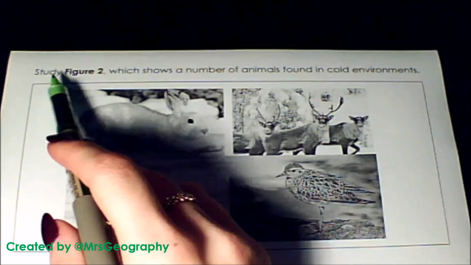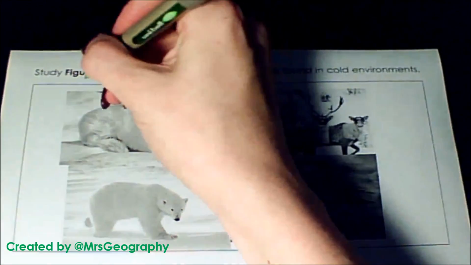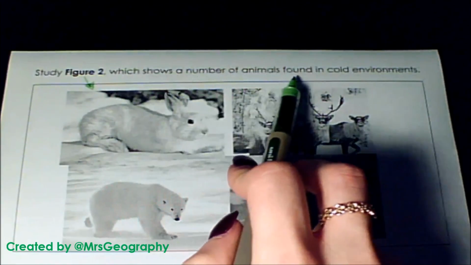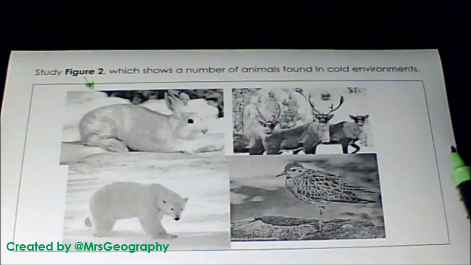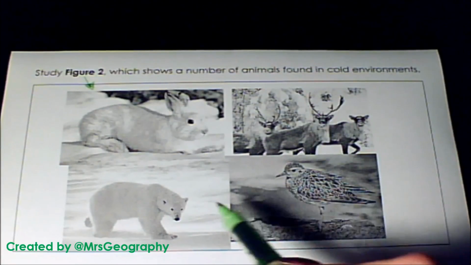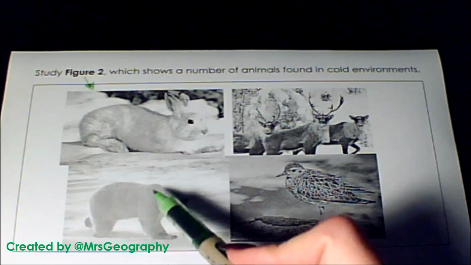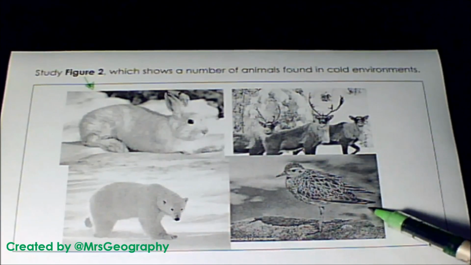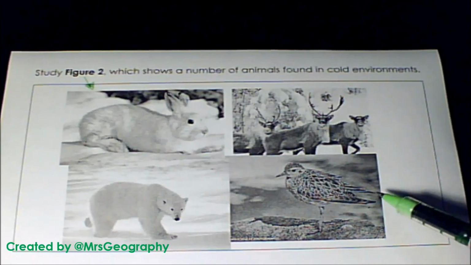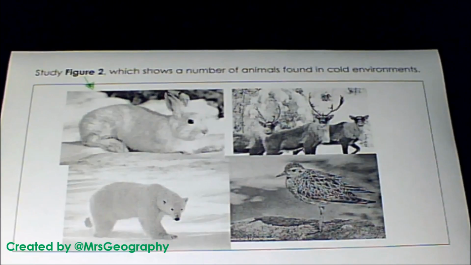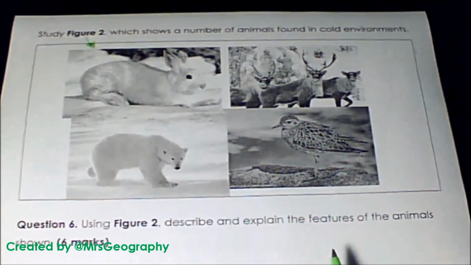Now, we've got to study figure 2. So this is obviously very clearly figure 2 below us, which shows a number of animals found in cold environments. So you don't need to know specifically what the animals are. I hope everyone can tell me what this animal is and roughly what this animal is. You might not know the specific names of them, but it doesn't matter. So don't worry about that if you come across an animal that you have no idea what it is. So let's look at the question.